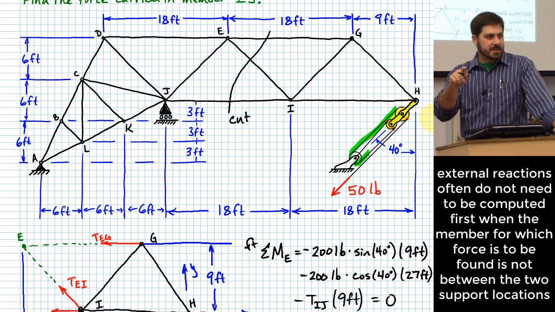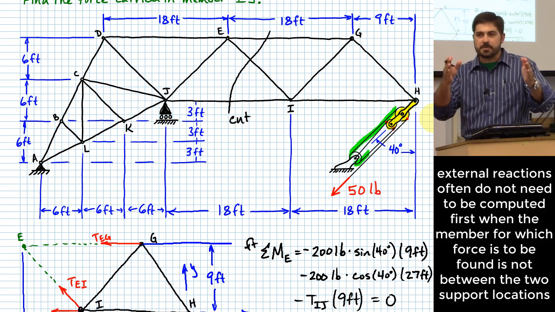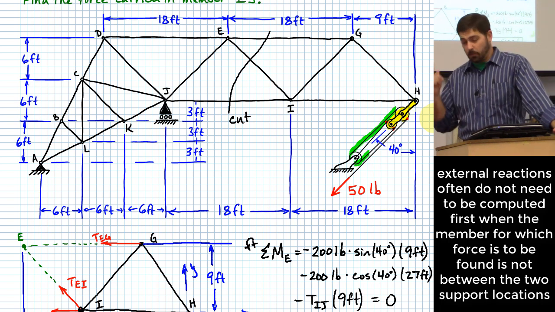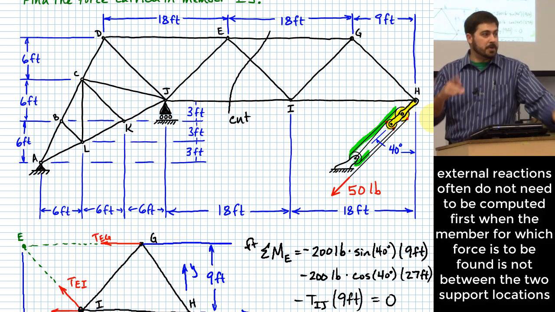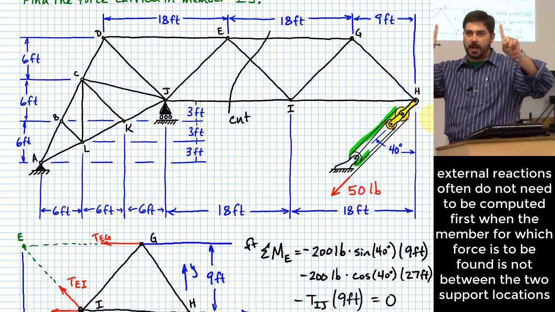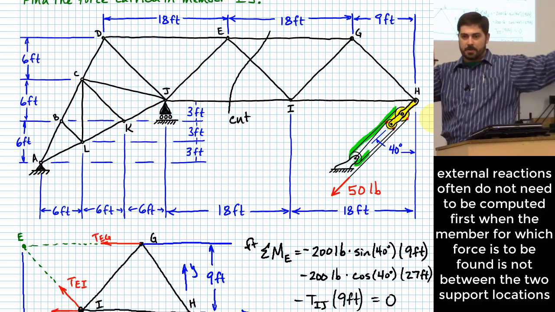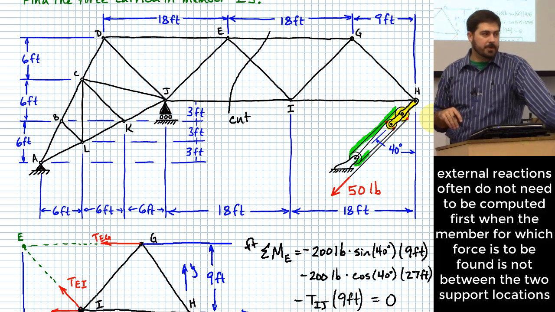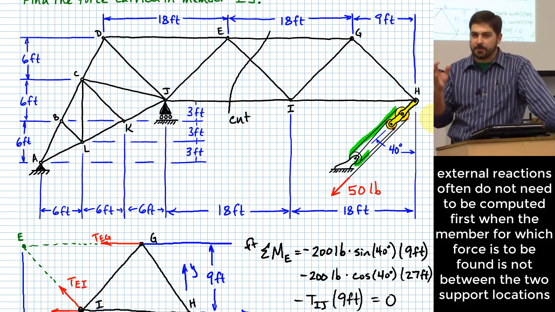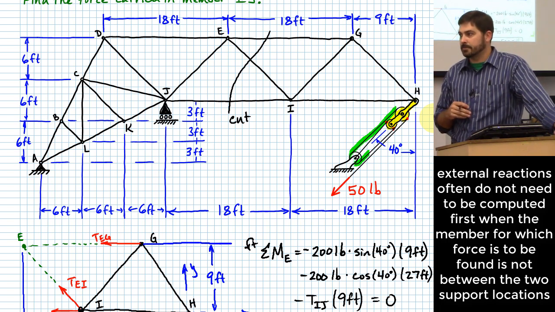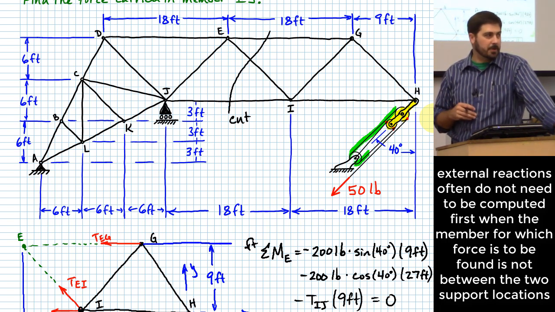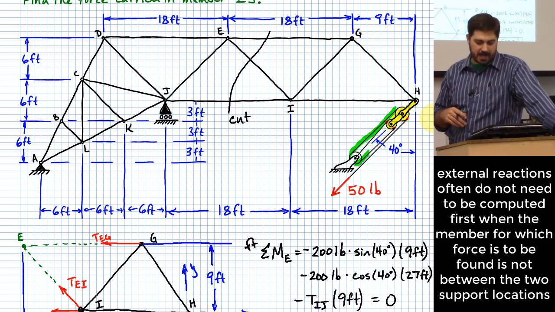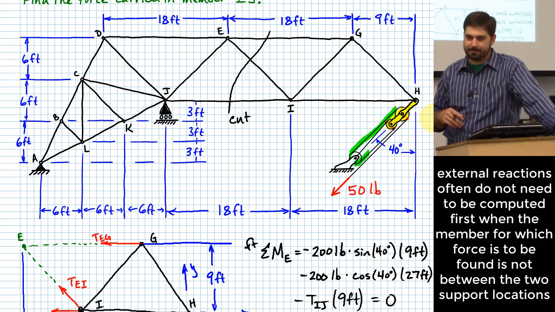Okay. He says what we need is to the right side of the two supports. So let's generalize that a little bit further and say, if what you're trying to find is not between the two supports for your truss, if it's outside of the two supports to one side or the other, then you can very often not have to find your external reactions first. Okay? So be aware of that, and that way it might save you some effort, right? Every minute saved is another minute for a different problem. Okay?